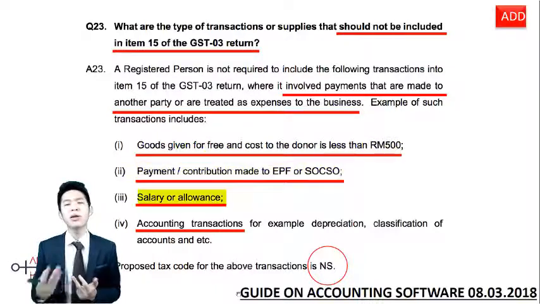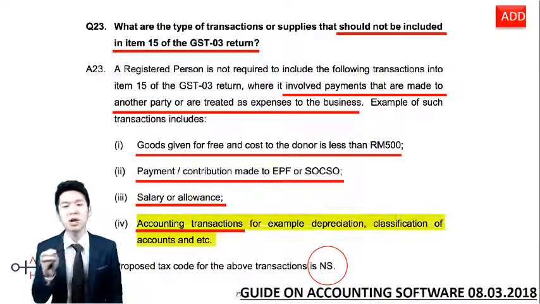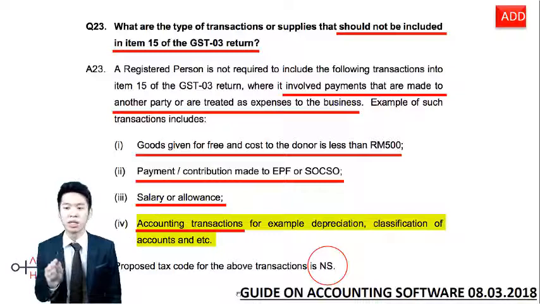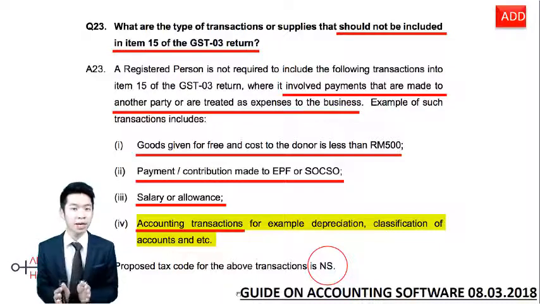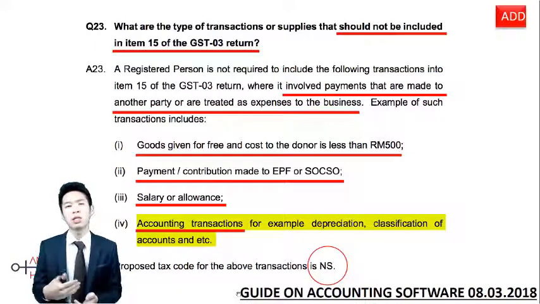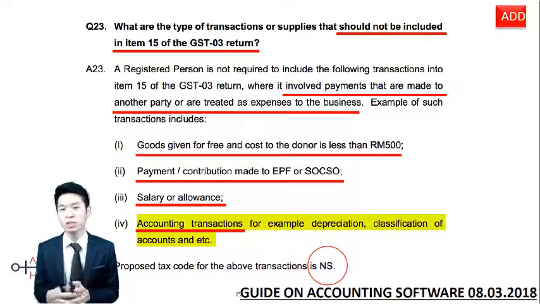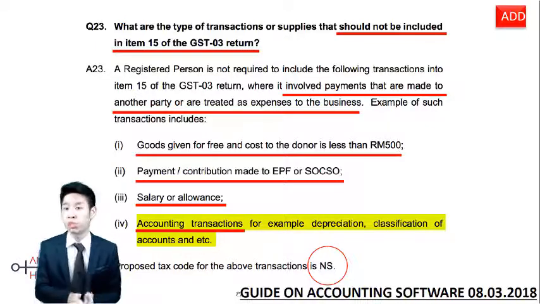The third one, salary or allowance. And the last one is the most critical one: accounting transactions, especially depreciation and classification of accounts. These are all NS tax codes, okay? One, two, three, four. Now, we talk about these accounting transactions. Let's say I'm a December year end. My audit comes in probably April or May. The auditor passes me audit journals and says, please take in all these audit journal entries. Now, I have to backdate it to December, correct?